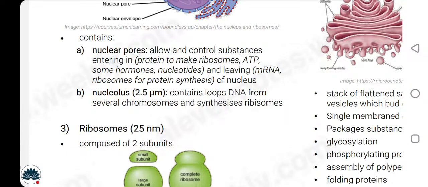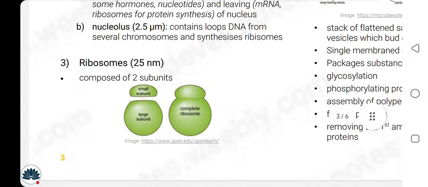This we will be learning in the next video. Ribosomes are for protein synthesis. The nucleus and the nucleolus, which is 2.5 micrometers, contain loops of DNA, several. Ribosomes are 25 nanometers. Okay, moving towards the ribosomes. Ribosomes are composed of two basic units, two subunits, a small subunit and a large subunit, to make a complete ribosome.